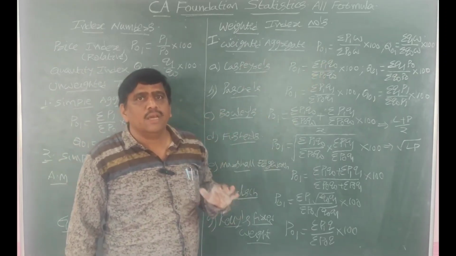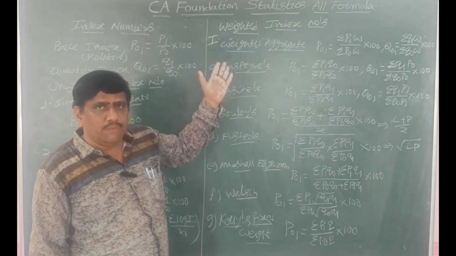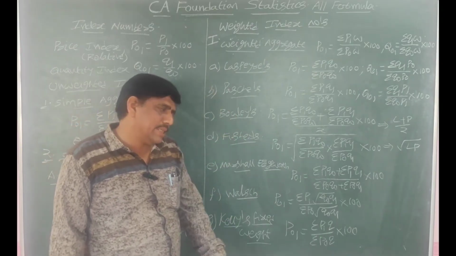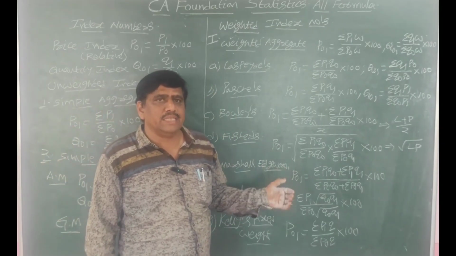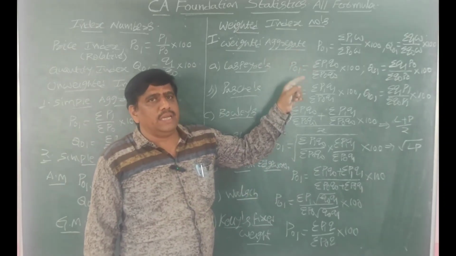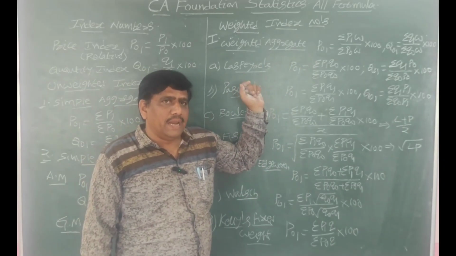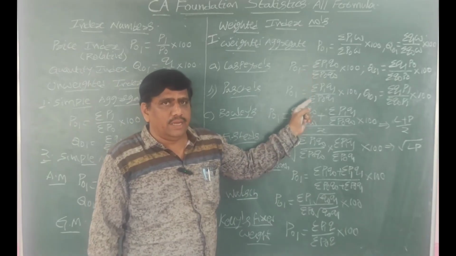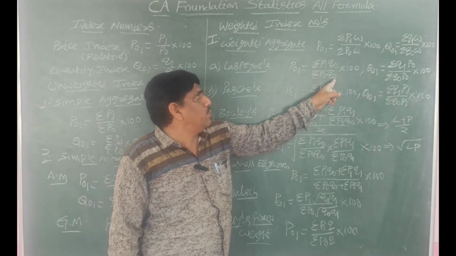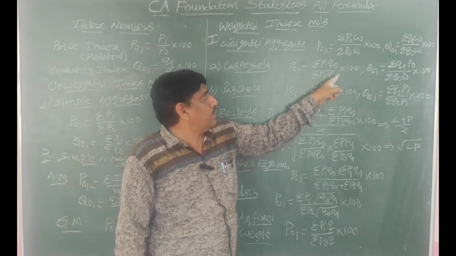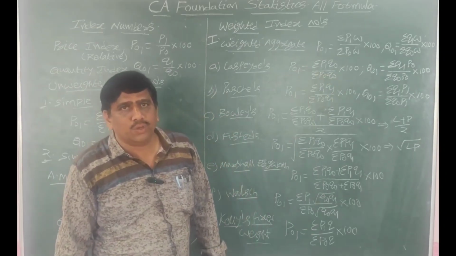W means weight. By changing these weights, you can compute different formulas. First one, Laspeyres index, which considers the base year quantity as weight. I have already told you, for price index number the weights are quantities. Here the base year quantity, W means Q0. So the Laspeyres price index number is summation P1 Q0 by summation P0 Q0 into 100.